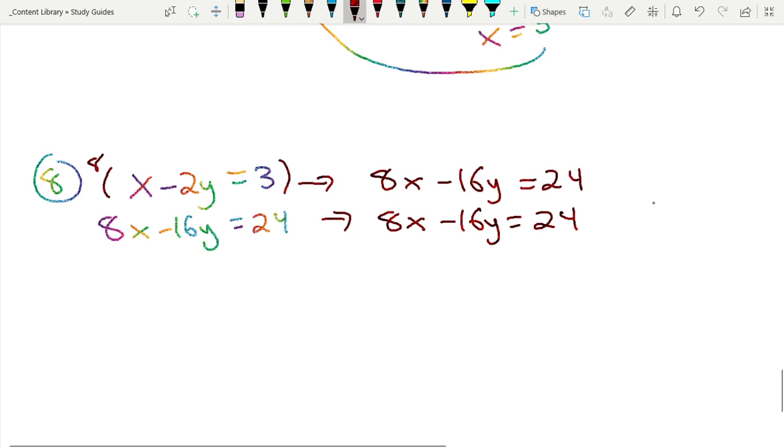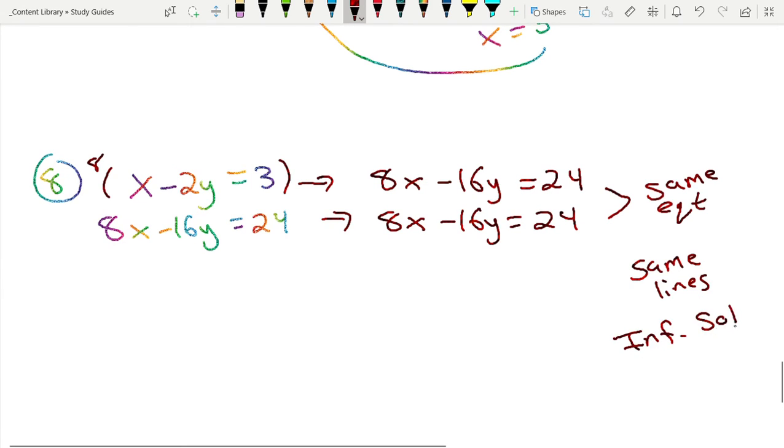And we can stop here, because at this point I realize that these are the same equations. Well, just like we said earlier, if you have the same lines, that means they hit all the time. So the answer is infinite solutions.